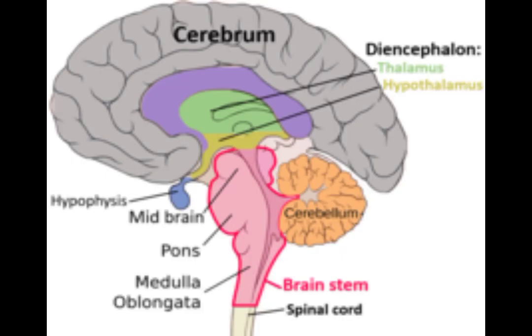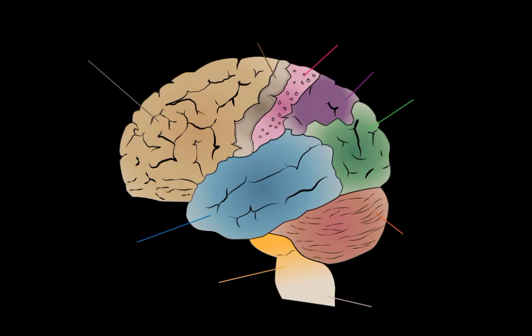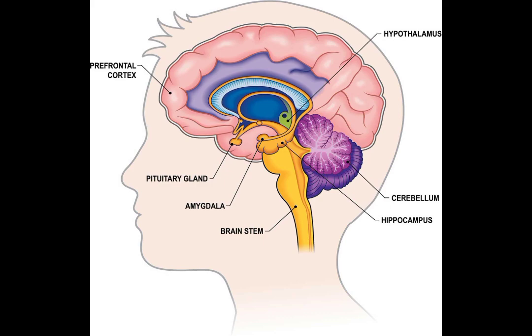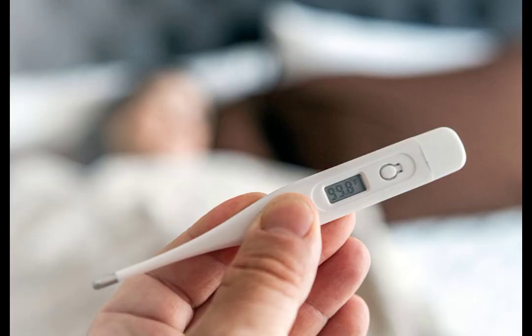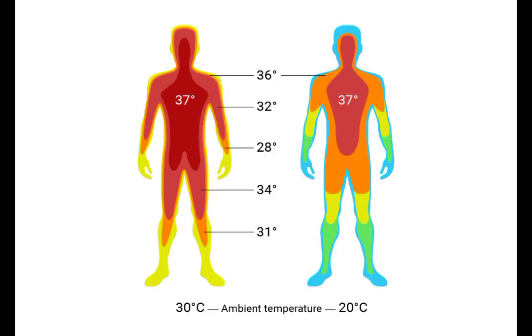The frontal lobe is involved in decision-making, problem-solving, planning, personality, and voluntary movements. B. Parietal lobe. Situated behind the frontal lobe, the parietal lobe is responsible for processing sensory information like touch, temperature, pain, and spatial awareness.